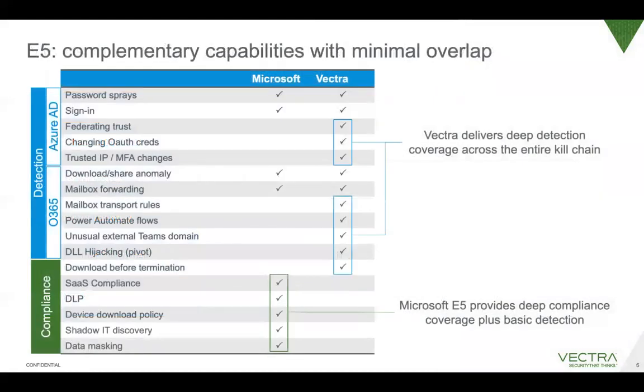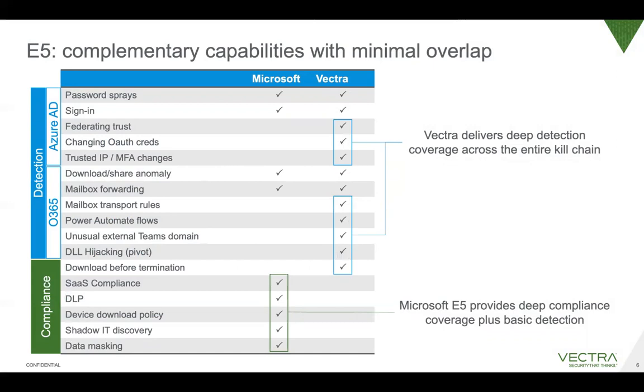In this slide, what we're doing is we're showing the complementary capabilities with minimum overlap between the features provided from Microsoft E5 licenses and Vectra. You can see that Vectra absolutely shines when it comes to federated trust, changing OAuth credentials, untrusted IP or multi-factor authentication changes. We can alert, we can create detections and let the analyst know that something is happening with these users. When it comes to Office 365, there's a lot of power there as well.